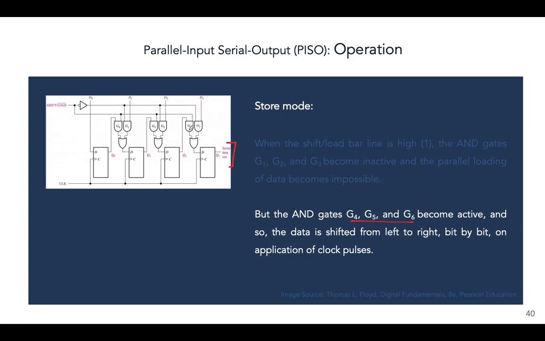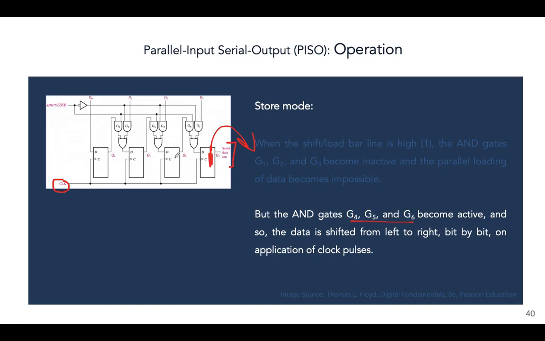G4, G5, and G6 are now active, which means they will let data pass through them, right? So when the clock pulses, and again, clock pulses are important because that is what dictates the flow of the data, whatever data bit was in this position in this flip-flop will be taken out. One bit will be taken out after the application of the clock pulse, right? So this data has come out, that is fine. Now this data has to move here, right? And this is where the gates come in.